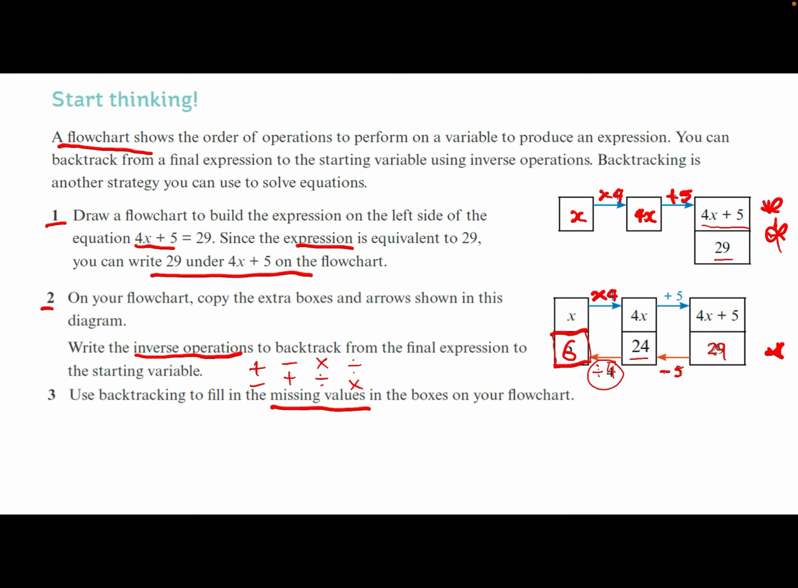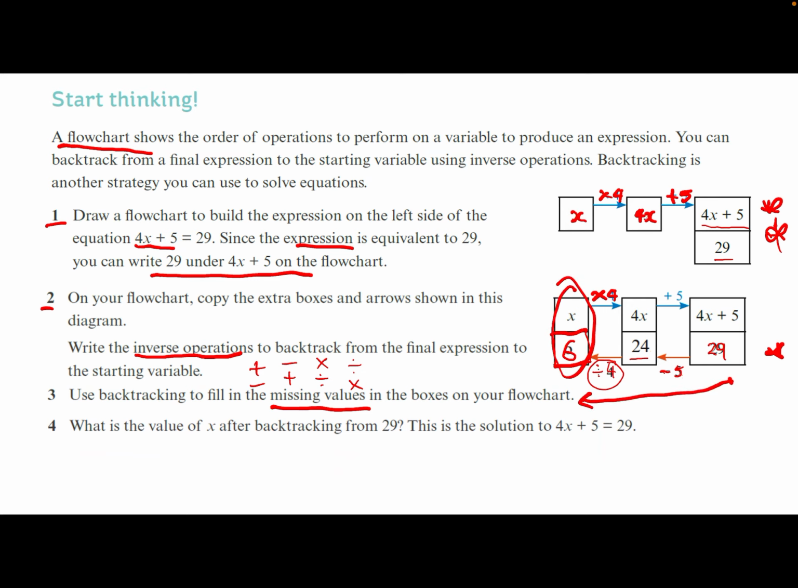Perfect. So, therefore, what is the value of x after backtracking from 29? We've started at 29, we're backtracking, which means x equals 6. So the solution for 4x plus 5 equals 29 is x equals 6. There we go.